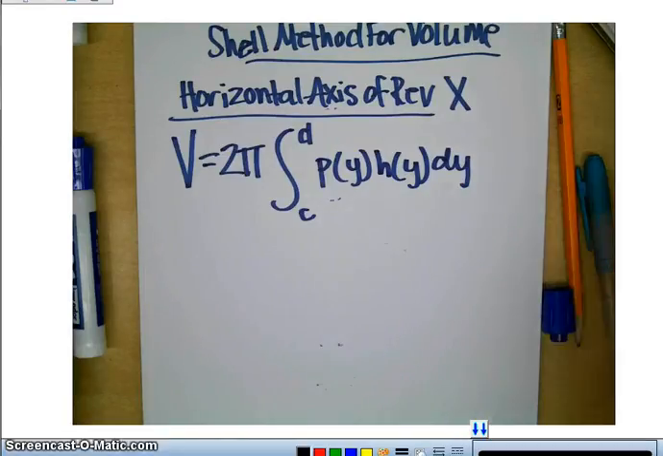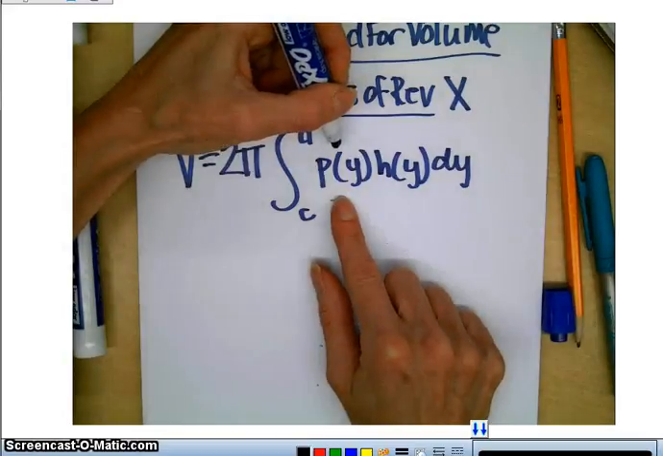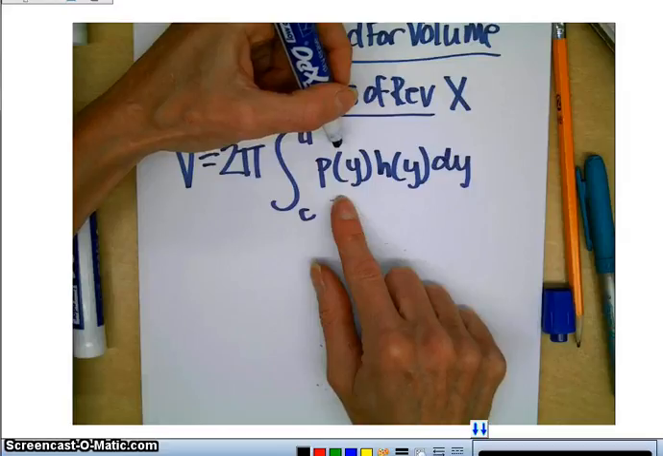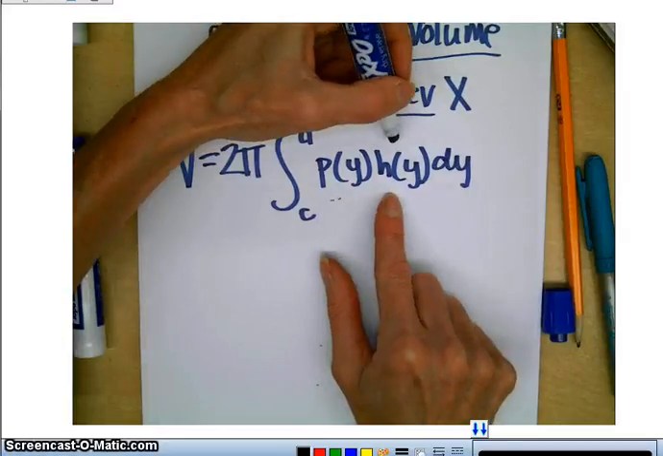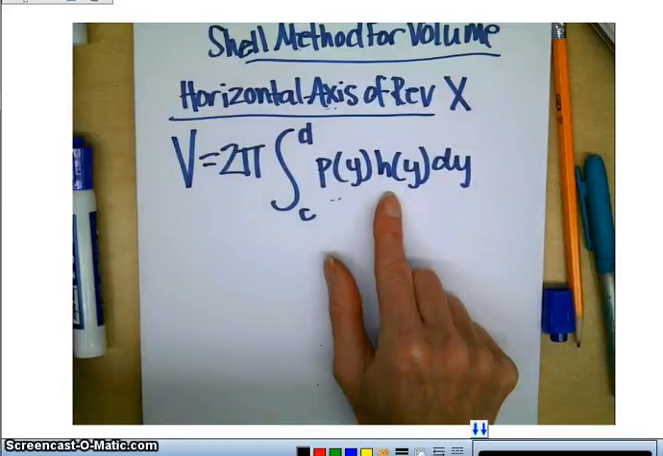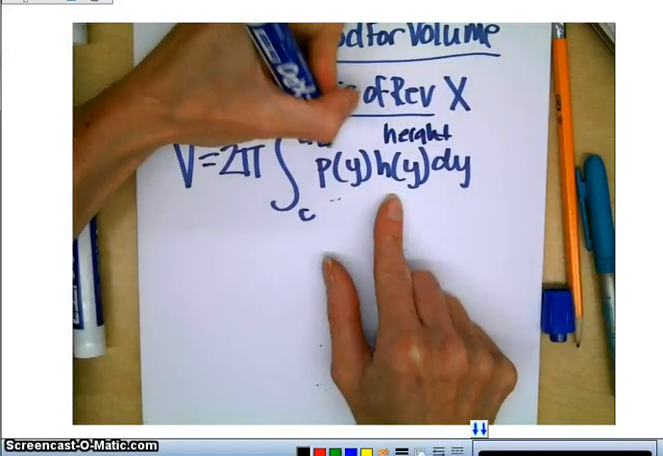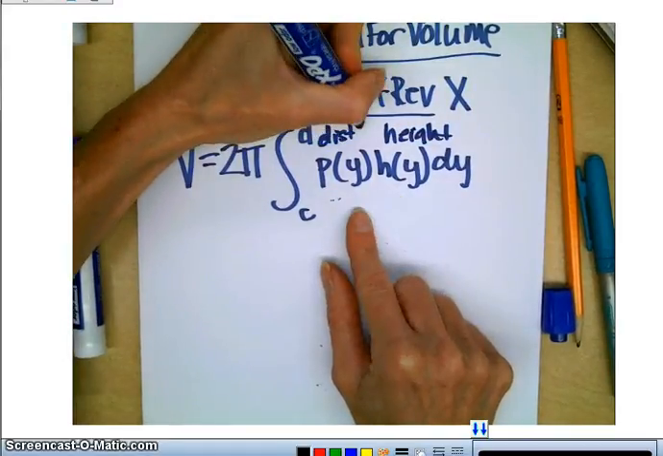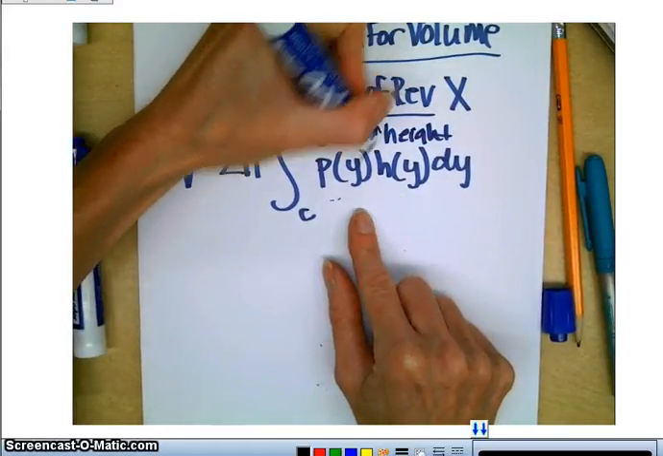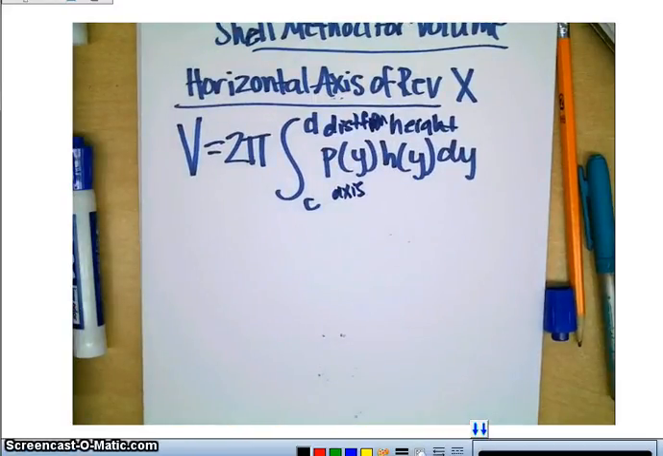Now, p of y is the distance from the axis of rotation to the cylinder, and h of y is the height of the shell, the height of that bar that you draw. So this is the height, and this is the distance from the axis. Now, here's what you should notice.